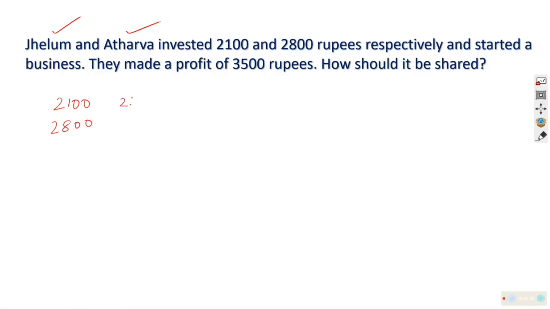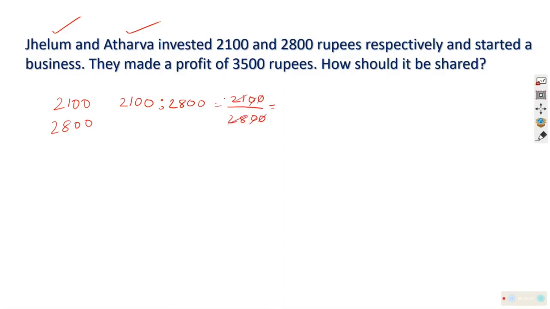We can write the relationship as 2,100 is to 2,800. What does it mean? Ratio means you can write it in the form of 2,100 upon 2,800. You can convert that into the simplest and smallest proportion or ratio by cancelling the common factors.